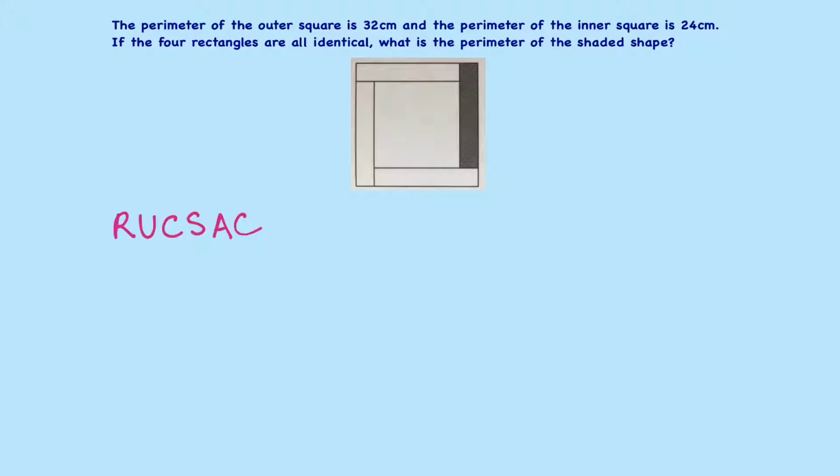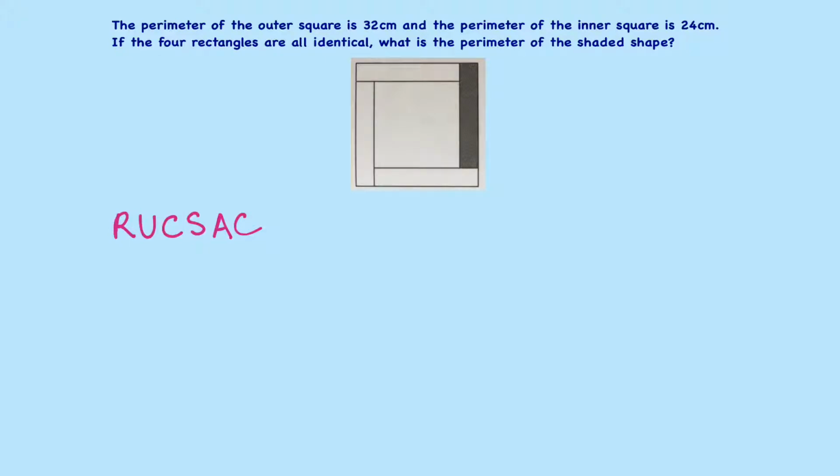So, as usual, let's think about using RUCKSACK to help us solve this problem. First of all, R, we're going to read through the problem again in a minute. Then we're going to underline the important information. Then we're going to choose what calculation we're going to be using. Then we're going to solve it. Then we're going to see whether our answer makes sense. And then we're going to check. So, let's have a look.